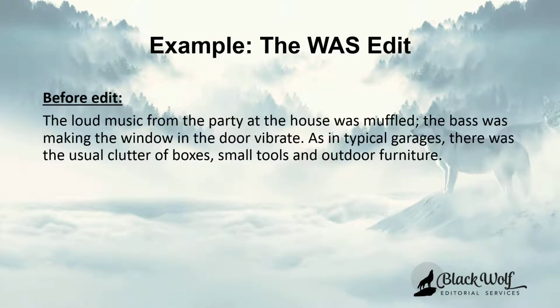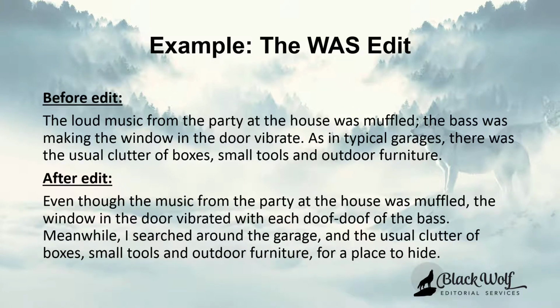Let's look at this example. The loud music from the party at the house was muffled. The bass was making the window and the door vibrate. As in typical garages, there was the usual clutter of boxes, small tools, and outdoor furniture. There are 3 instances of the word was within this passage. Not only that, you have no clue as to what type of story this came from.